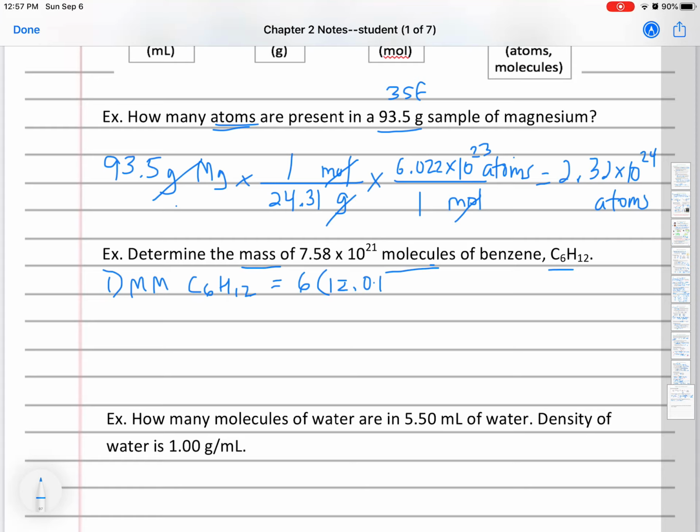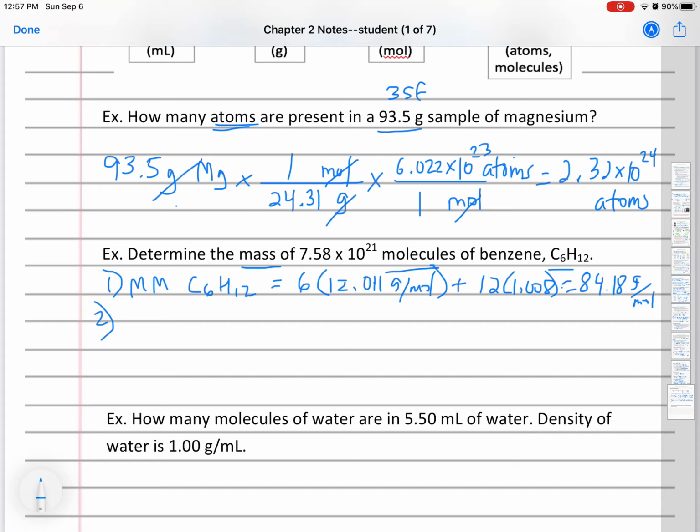Carbons are 12.011 grams per mole each, plus the mass of 12 hydrogens. So the molar mass of benzene is 84.18 grams per mole. All right, so now I can use that in my conversion problem.